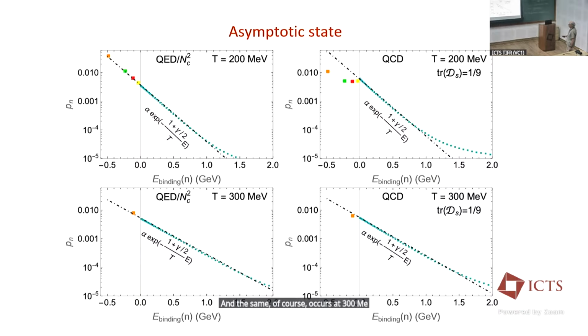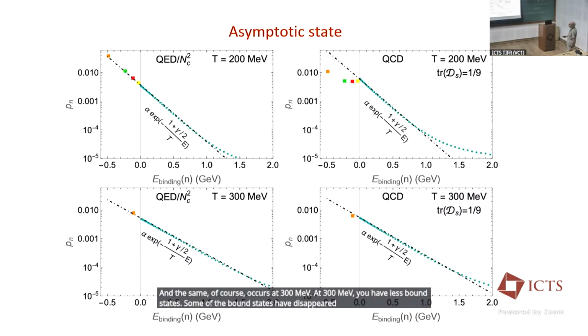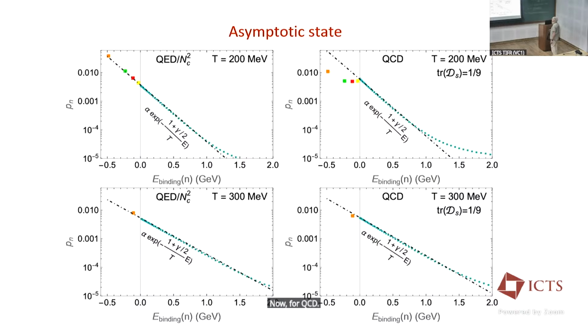At 300 MeV, you have fewer bound states. Some of the bound states have disappeared, one remains, but you see it's perfectly well described by Boltzmann. Now for QCD, things are completely different.